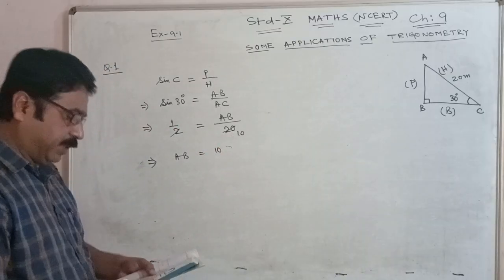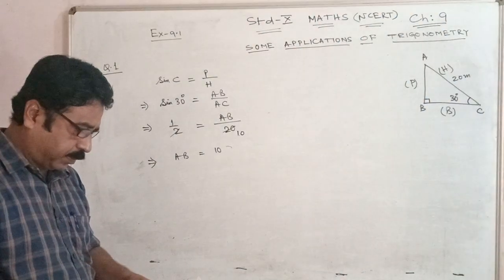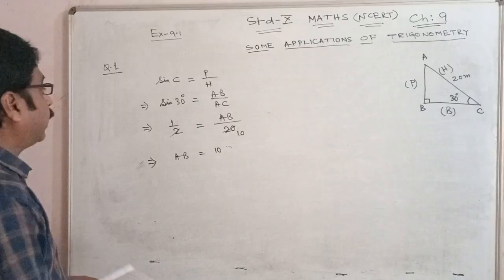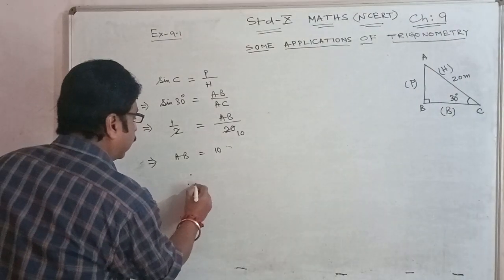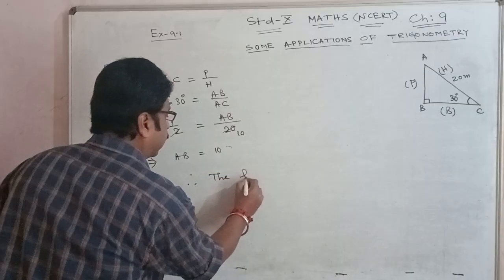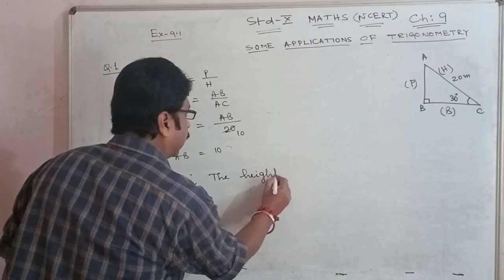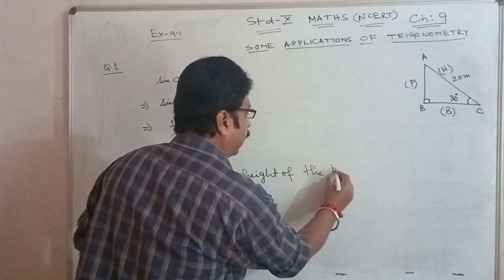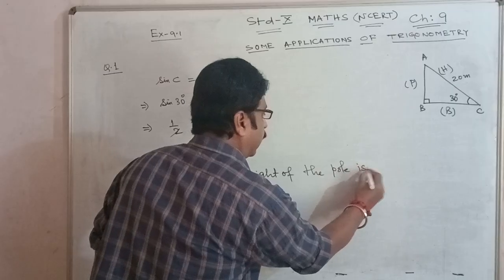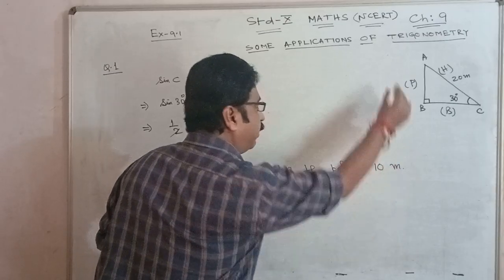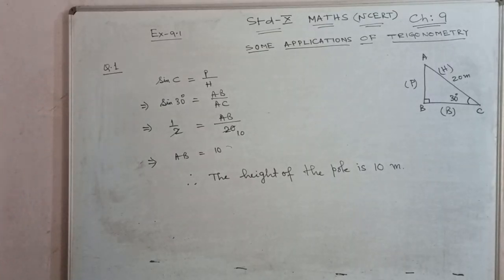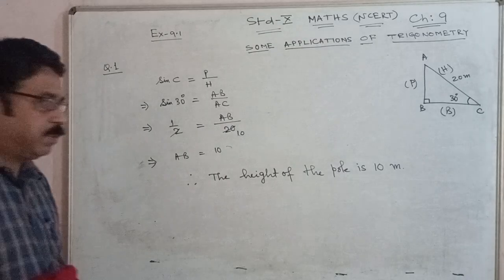Finally, we can write the answer. Therefore, the height of the pole is 10 meter. That means AB, length of AB we have got. Question number 2 we are going to start.